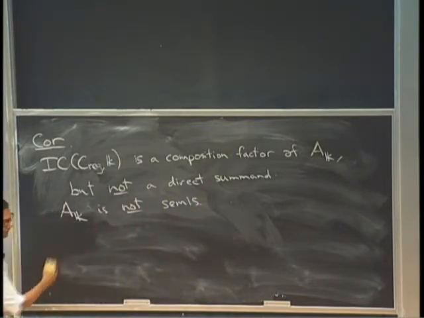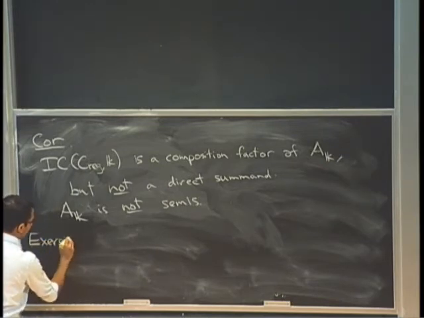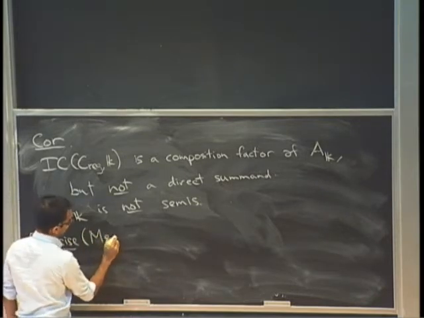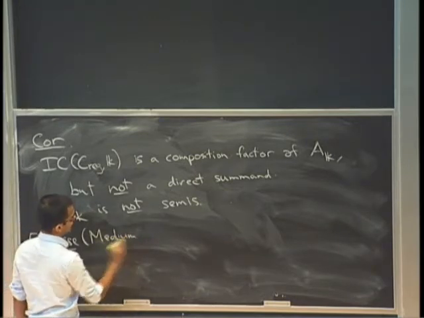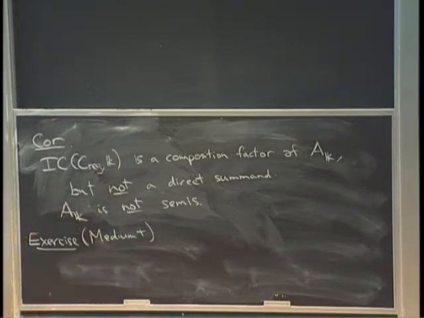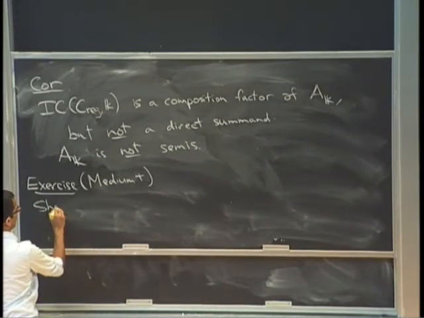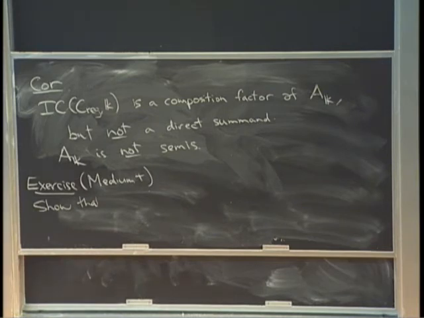So the next exercise is to determine what the structure of A_K actually is. It's a little bit more than medium, maybe. So the next exercise is to show that this failure of semi-simplicity really happens exactly in characteristic two.